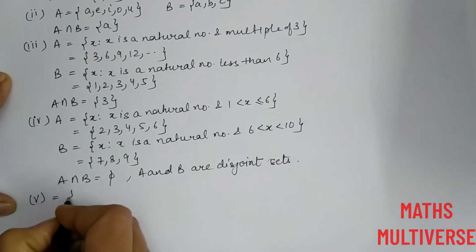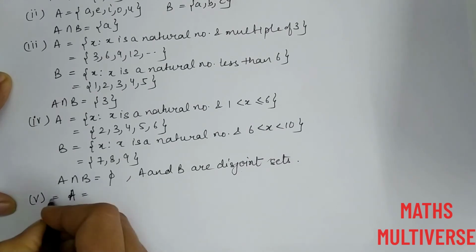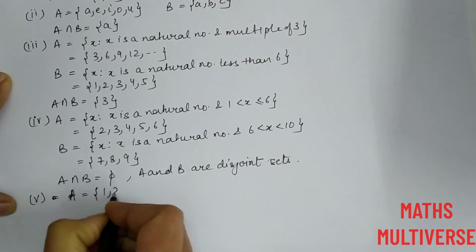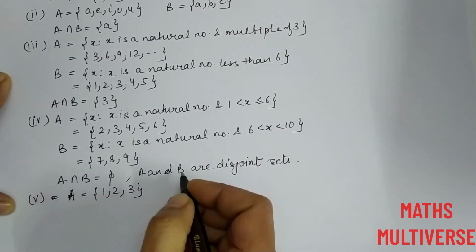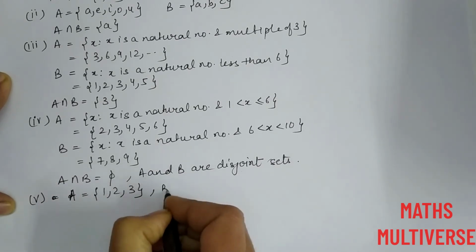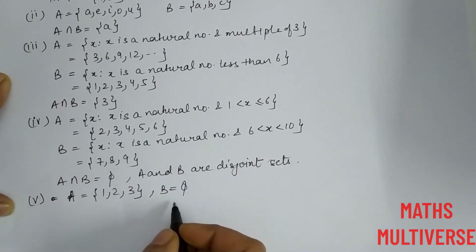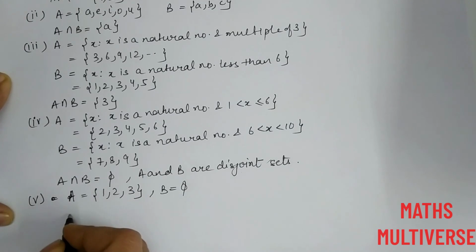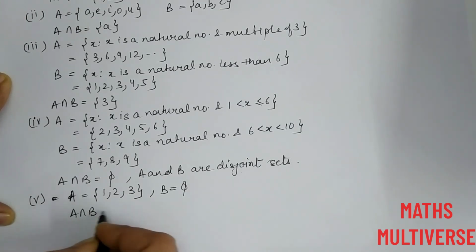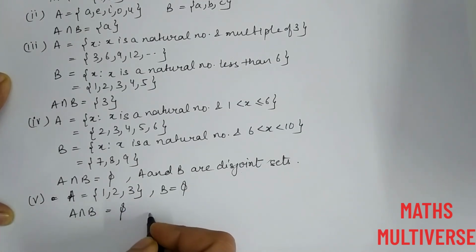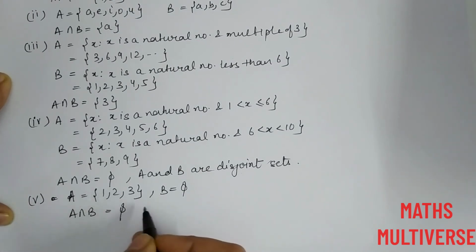In the fifth part you have A is equal to {1, 2, 3} and B is equal to {5}. Here also you do not have any element common, so A intersection B is equal to the empty set. There will be no element which is common to both A and B.